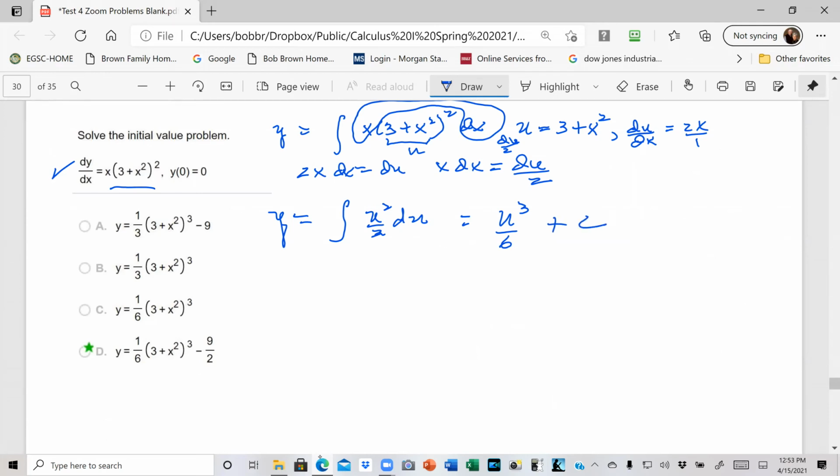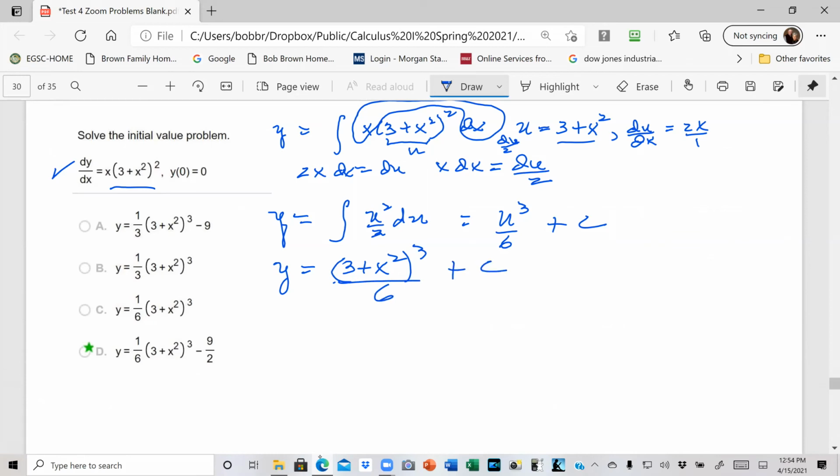And now u is 3 plus x squared, so this becomes 3 plus x squared cubed over 6 plus a constant.